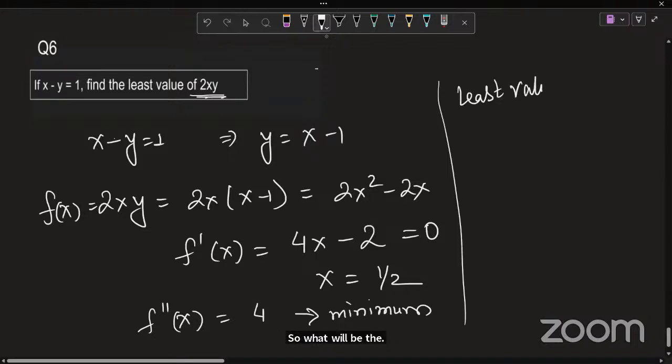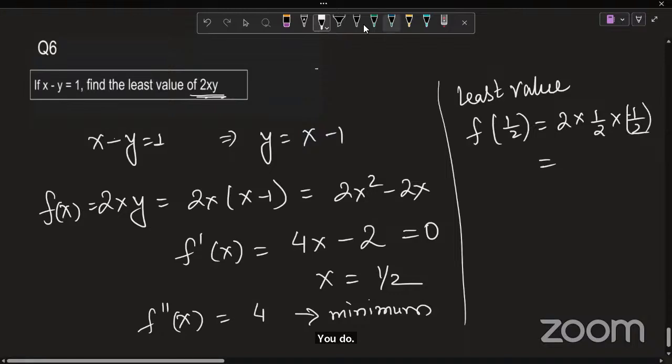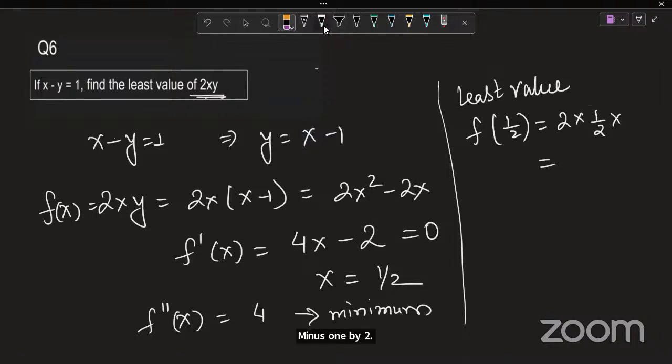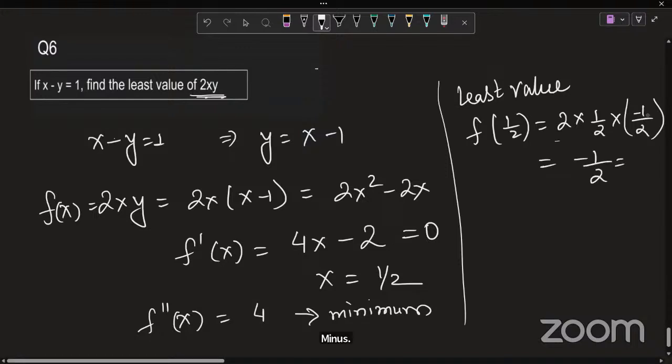If this is a minimum, what will be the least value? x means half, so let's find f of half. 2 into half into minus 1 by 2. It will be coming out to be minus 1 by 2, minus 0.5.